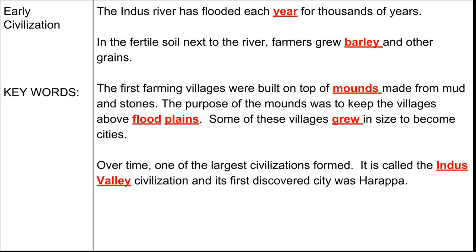Some of these villages grew in size to become cities. Over time, one of the largest civilizations formed. It is called the Indus Valley Civilization, and its first discovered city was Harappa. Key words that you should notice here are barley, mounds, floodplains, and Indus Valley.